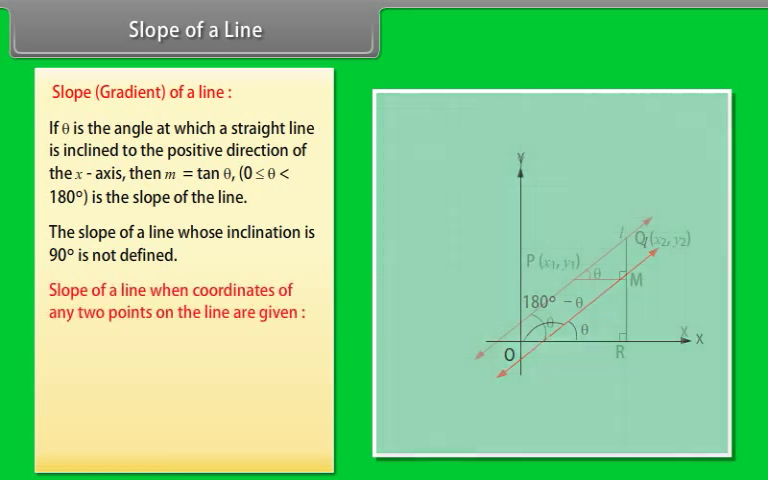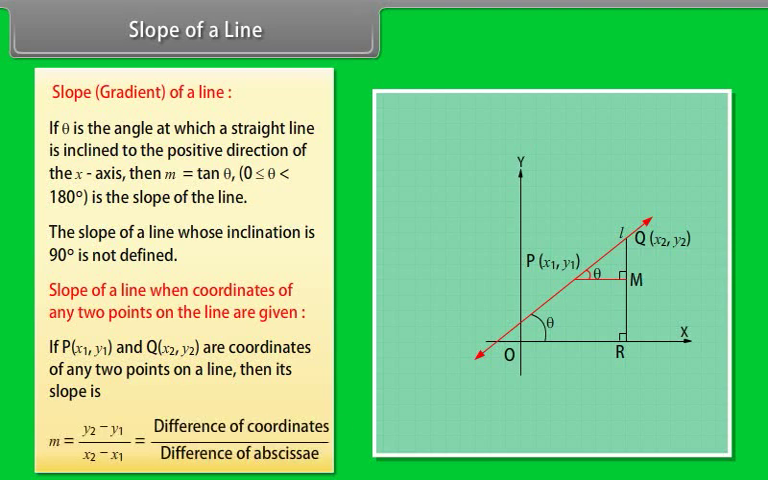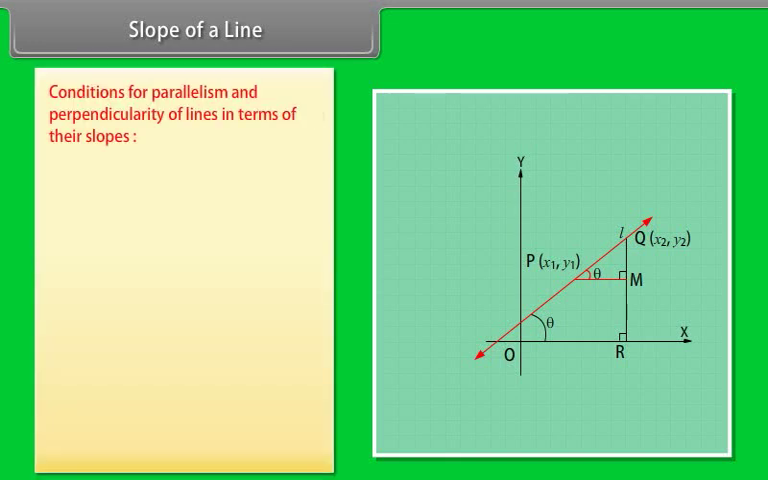Slope of a line when coordinates of any 2 points on the line are given. If P(x1, y1) and Q(x2, y2) are coordinates of any 2 points on a line, then its slope is m is equal to (y2 minus y1) by (x2 minus x1) is equal to difference of ordinates by difference of abscissae.